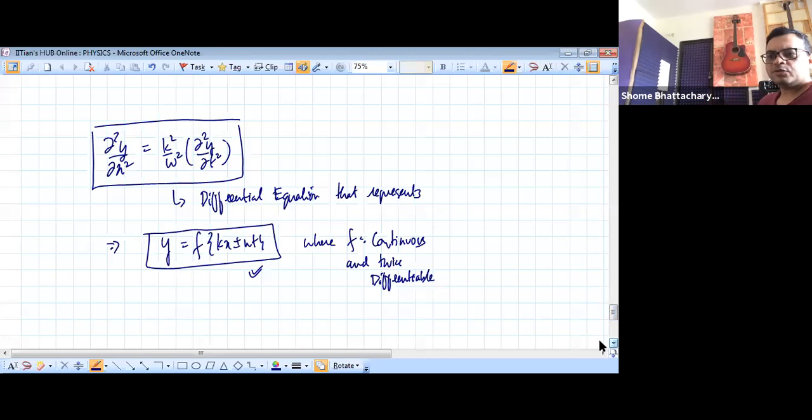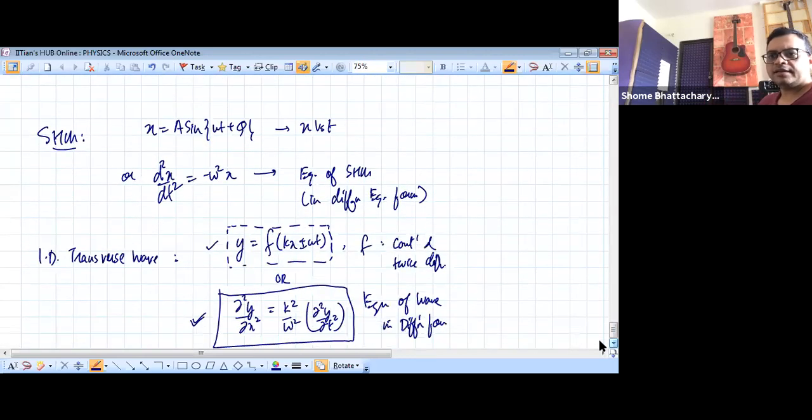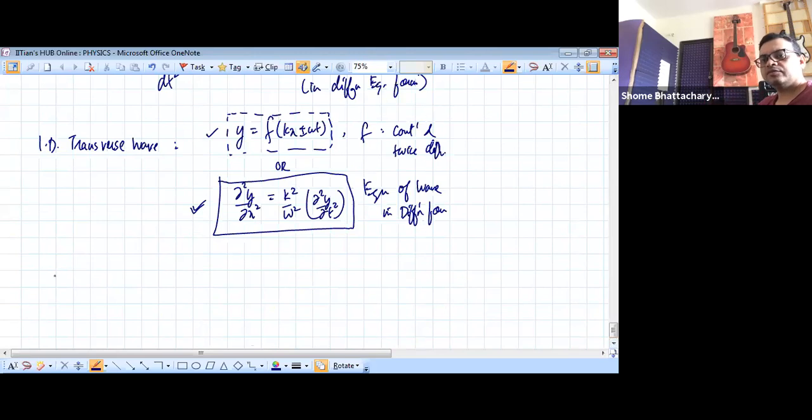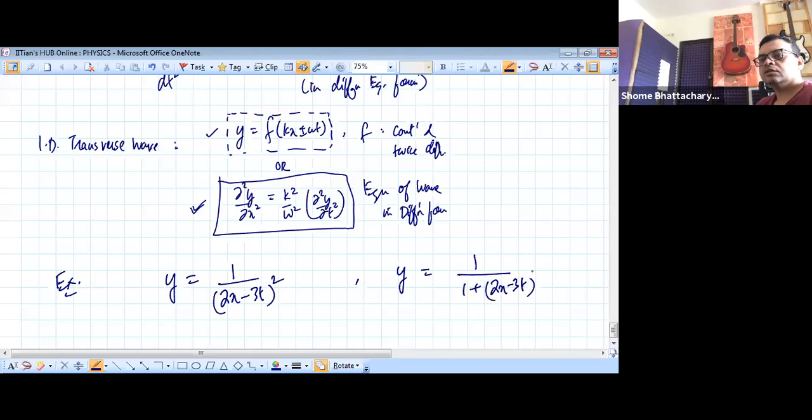It is actually the type of question we have already seen. So for example, I had given you an equation like this: y is equal to, let us say, 1 upon 2x minus 3t whole square. And we have another equation which is, let's say, 1 upon 1 plus 2x minus 3t whole square. Now you can see that both these equations are of this form, the argument of the function is linear in x and t. But this does not represent a wave successfully. Why? Because this is not continuous and it is not twice differentiable. The derivative will not exist at certain points.